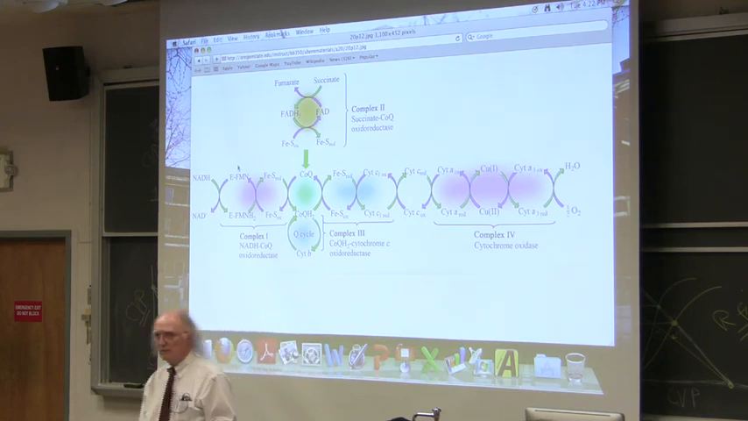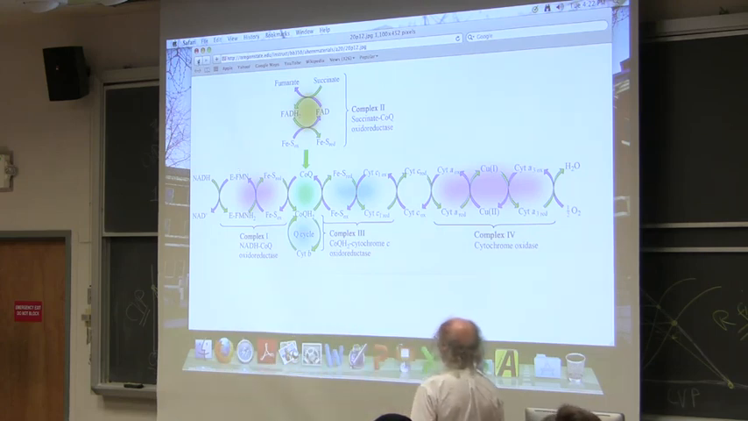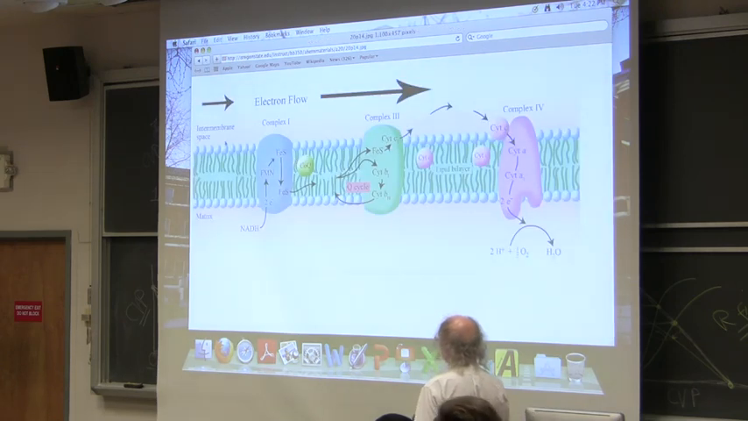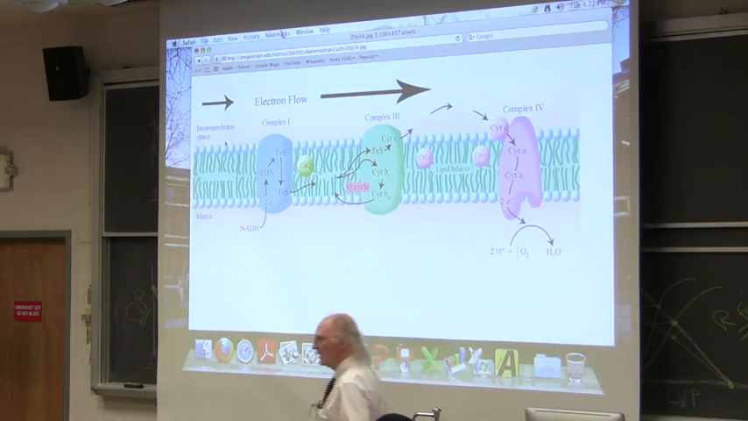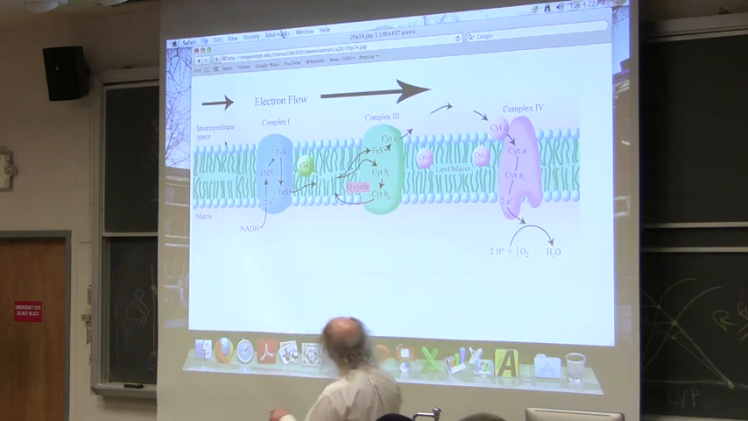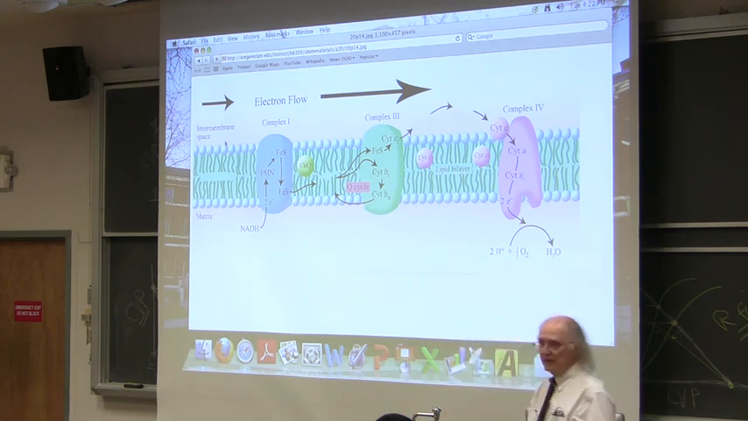Everybody with me? Okay, so that's what's happening in the process of electron transport. All right? This is a nice scheme of it. This scheme shows, here we are, down here, the bottom is the matrix. The top part is the intermembrane space. Here's the inner mitochondrial membrane that we can see.